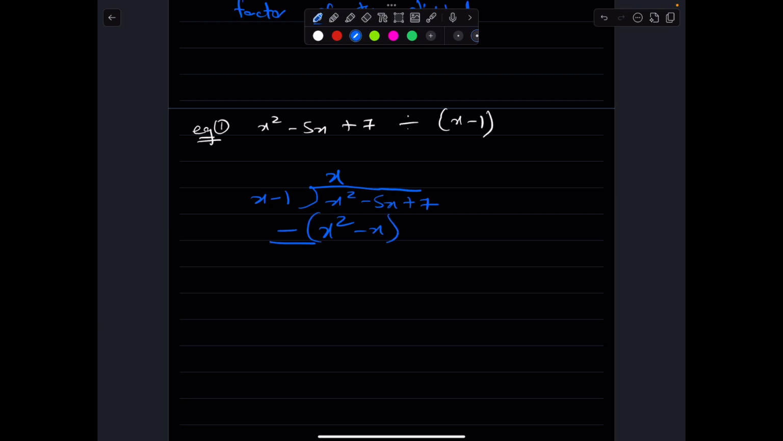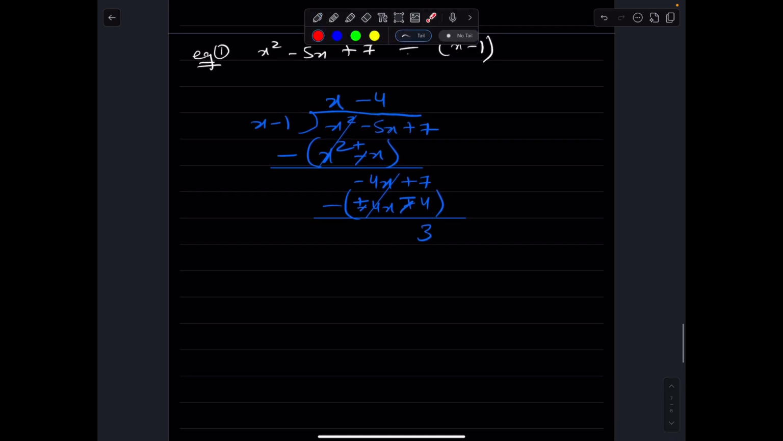So we'll subtract this, and as a result, the signs change. x square will cancel out, the sign will change, and we have minus 4x here. And now we'll divide x by something which will give us minus 4 after bringing down the plus 7. So we'll multiply x minus 1 by minus 4. This will give us minus 4x plus 4. We'll subtract the whole thing. The signs will change. So minus 4x cancels out. And 7 minus 4 would be 3. So x minus 4 is our quotient. And 3 is our remainder, x minus 1 is our divisor.